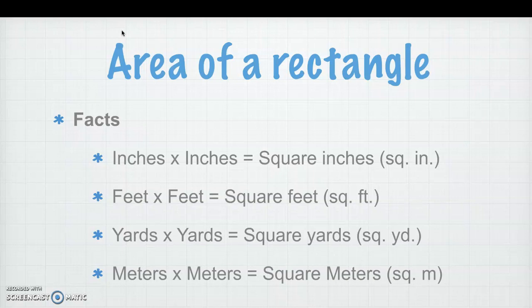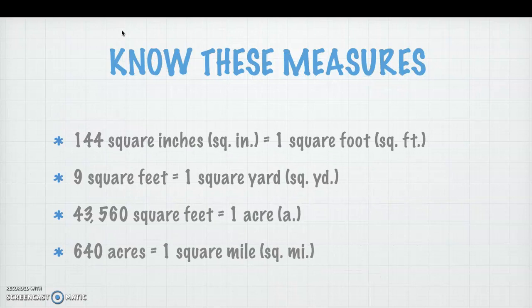Now this is going to be the new part of our lesson, learning new measurements. Isn't that fun? So let's go and learn new measurements today. Our first measurement is 144 square inches equals 1 square foot. Then we have 9 square feet equals 1 square yard. Later we have 43,560 square feet equals 1 acre. And our last one is 640 acres equals 1 square mile.